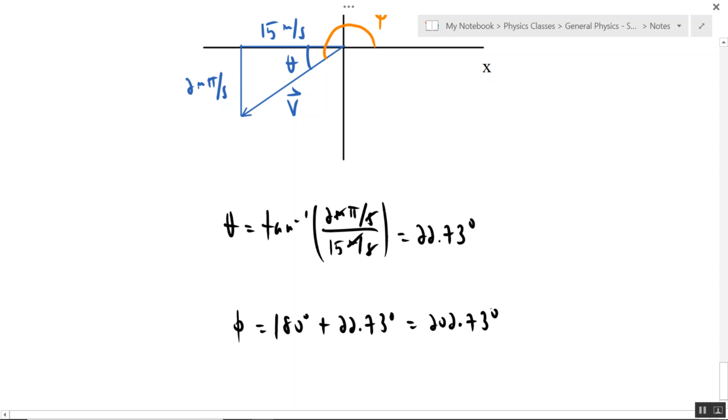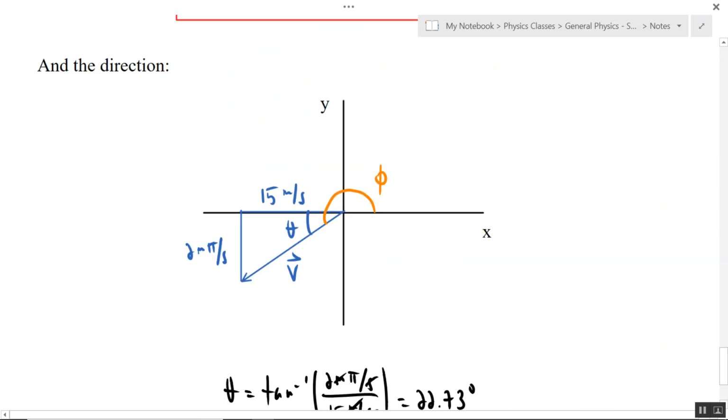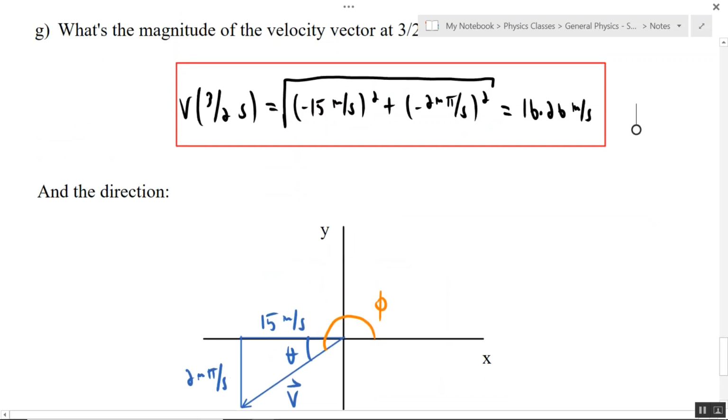So it's 202.73 degrees from the positive x-axis, right? So this tells you how fast you're going at that point and what direction you're going at that point. So you're going in this direction and you're going this fast, 16.26 meters per second. So you make that angle 202.73, yeah, from the x-axis.